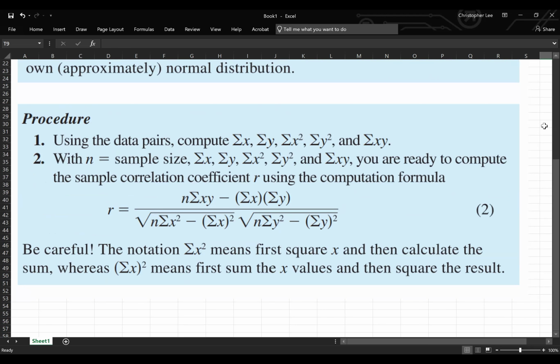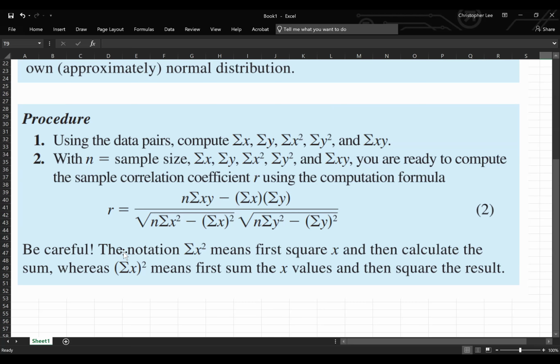With n, the sample size, you are ready to compute the sample correlation coefficient using the computation formula. This is our computation formula for R. It's n times the sum of X times Y, minus the sum of X times the sum of Y, divided by the square root of n times the sum of X squared minus the sum of X, squared, times n times the sum of Y squared minus the sum of Y, squared.